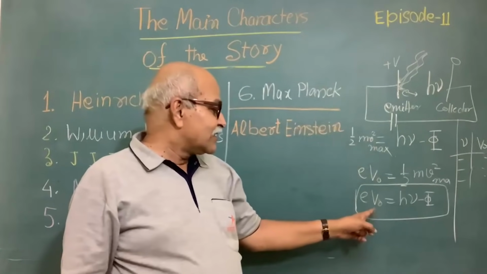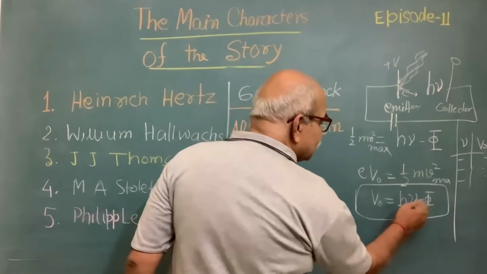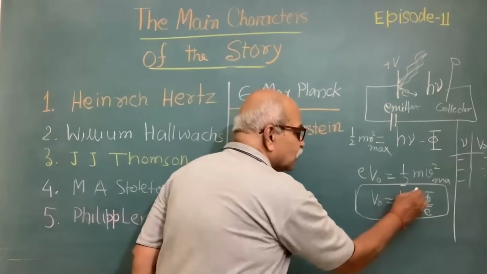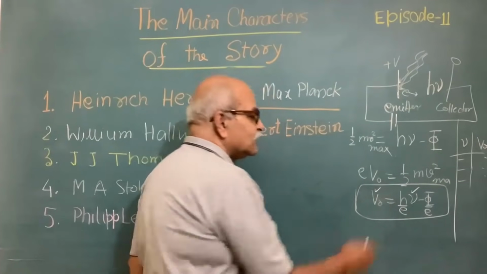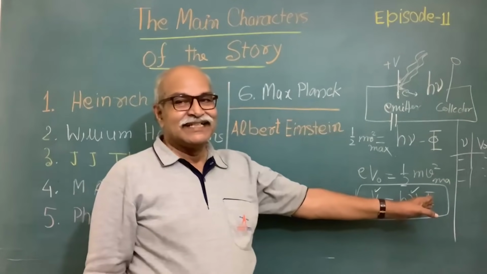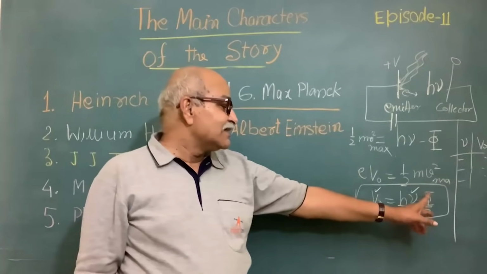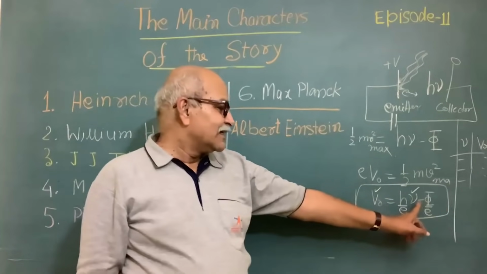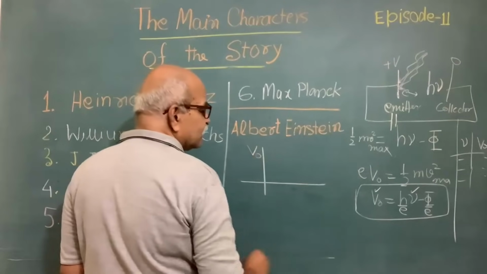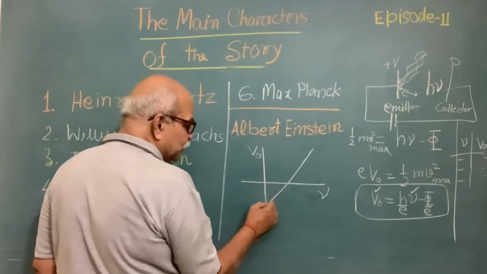If this is all correct, then the equation is V naught equals h by e times nu minus phi by e. If this is plotted on the horizontal axis and this on the vertical axis, it is something like y equals mx plus c. That is a straight line with m as the slope and c as the intercept on the y-axis. So this is a negative intercept here. If you plot V naught and nu, it should be of this kind.